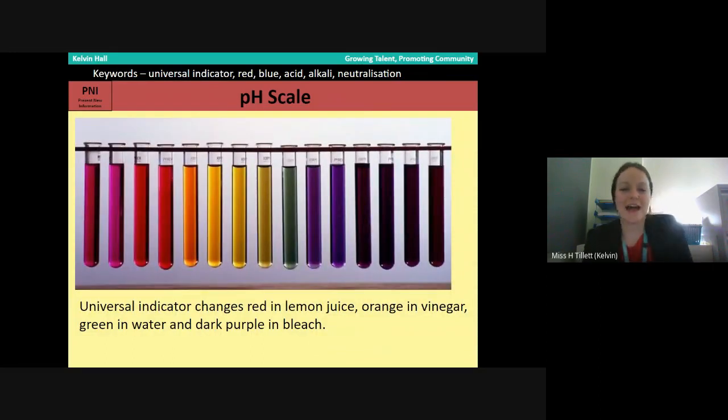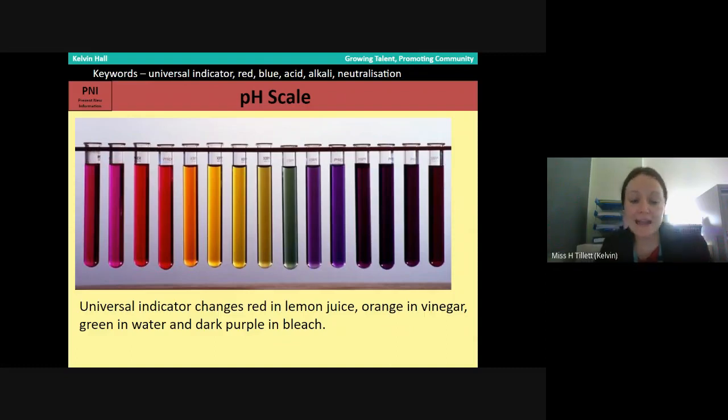So what I've done here is I've added universal indicator to a number of different liquids in some glass test tubes, okay? What I've then done is put them in order from the pH scale. So the pH scale goes from a pinky red colour through to orange, through to yellow, through to green, and then up to purple and dark purple. Okay, already in your head, I want you to think about where the acid is, which ones might be alkali, and why you think that.